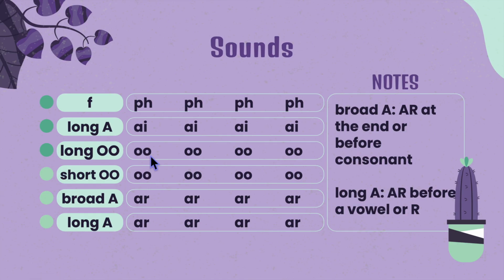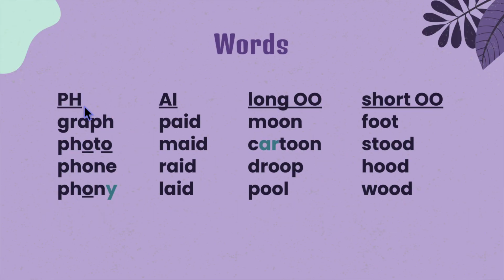There are no rules for whether to use the first or second sound when you have two O's, so try both sounds and see which one gives you a word you recognize. Let's practice these sounds. Remember, PH says f. In this lesson, all of the underlined vowels will have their long sound.